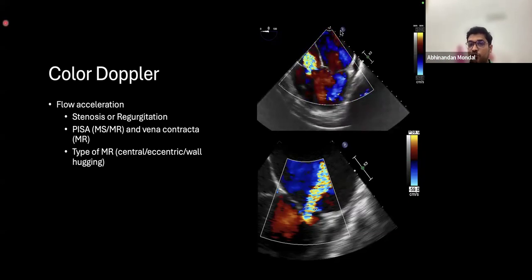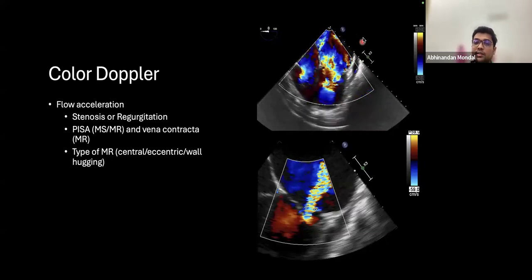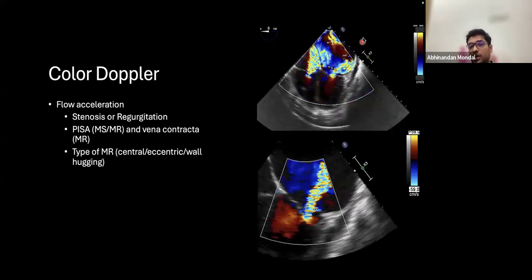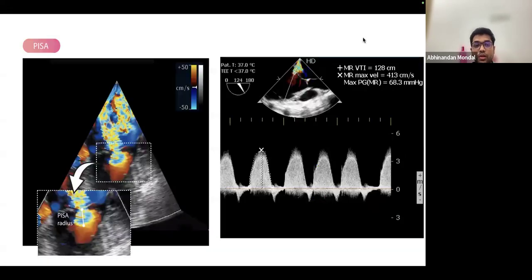If it moves towards the roof of the LA, that means it is a central jet. If there is no gap you can see over here, it is hugging the wall. So that is a wall hugging jet. So if you see any wall hugging jet, at first glance, it has to be considered severe unless proved otherwise.